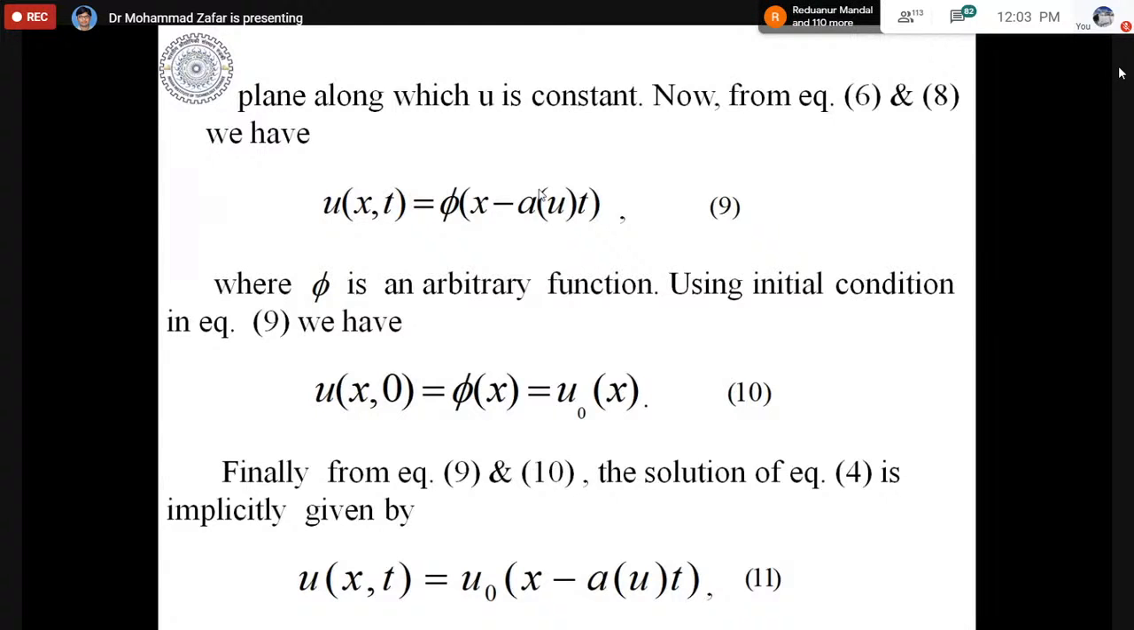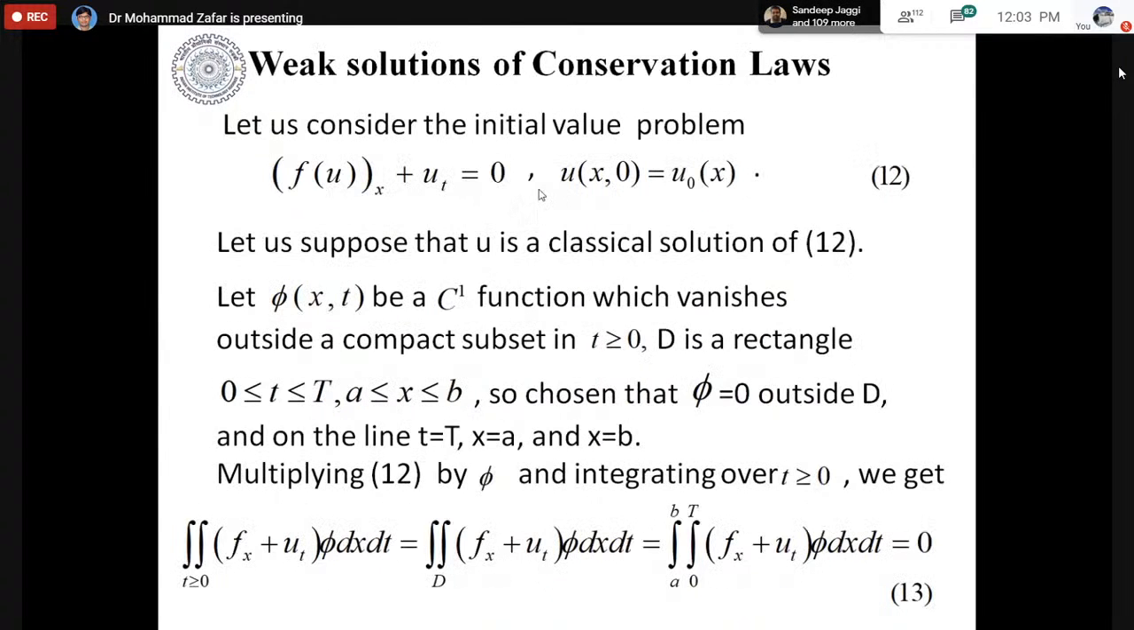So phi(x) is u naught x. Just putting t equal to 0 in equation number 9, u(x,0) is equal to u naught x. Therefore, phi(x) is u naught x. So finally, from equations 9 and 10, the solution of equation number 4 is implicitly given by u(x,t) is equal to u naught (x minus a times t), where a is a function of u. Please go to the next slide. This is the implicit solution.